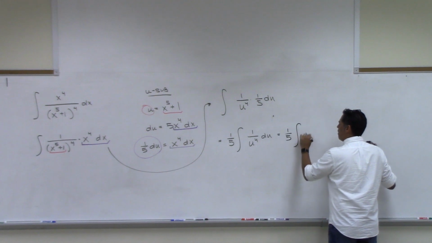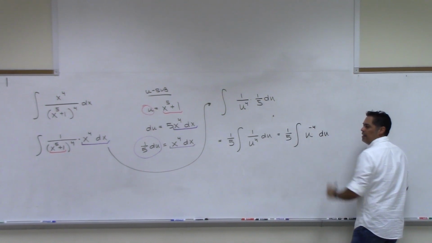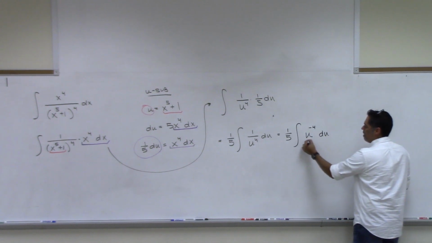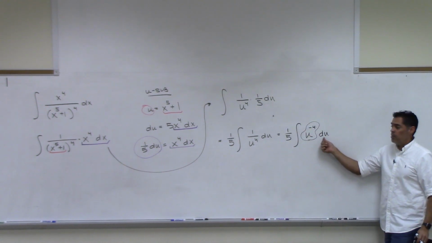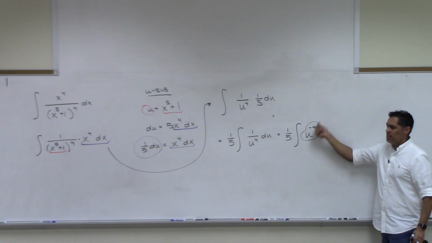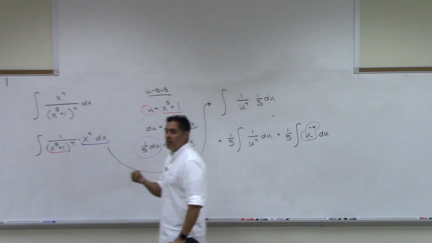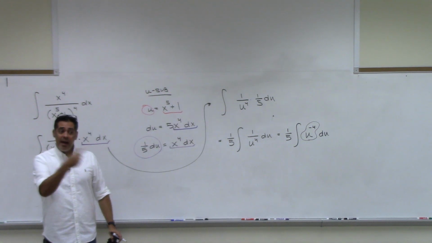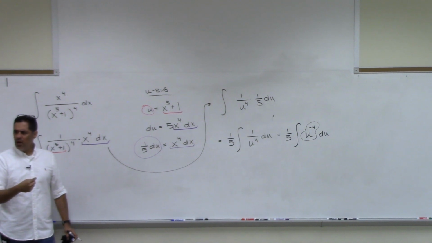That's the same as u to what power? -4 du. And now for this piece right here, remember, this is just keeping track of our variable. What's the antiderivative of u to the -4? We use the power rule, right? The power rule for antiderivatives. So I'm going to add 1 to that power and then put 1 over that number in front.